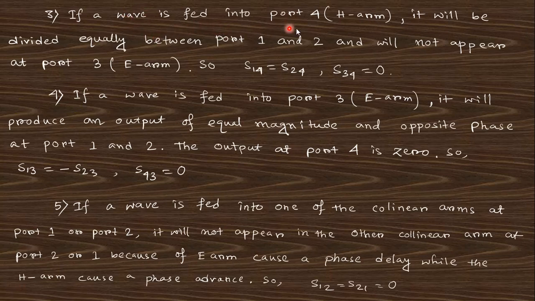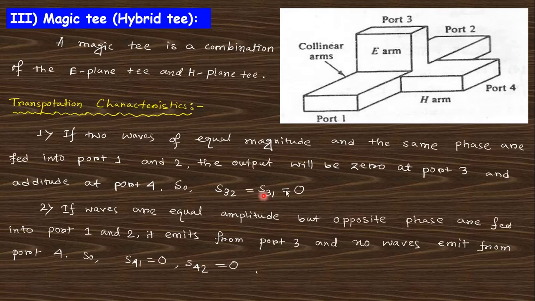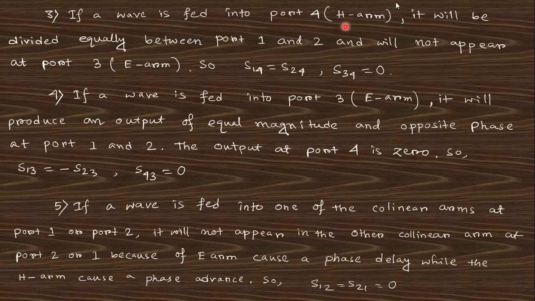If a wave is fed into port 4, that is the H arm, when the electric field is fed into port 4, it will be divided equally between port 1 and 2 and not appear in port 3, right?